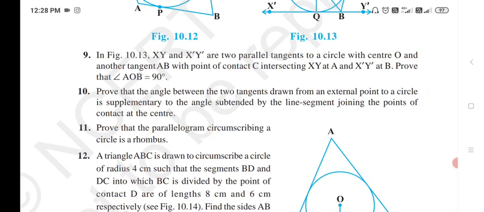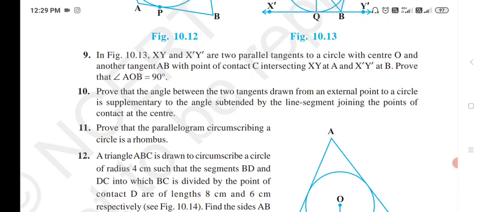Can anyone tell me what the properties of a parallelogram are? You have learned the parallelogram properties in the 9th standard. Can you tell me the properties of a parallelogram? Yes, opposite sides are equal, opposite angles are equal, diagonals bisect each other. Very good.